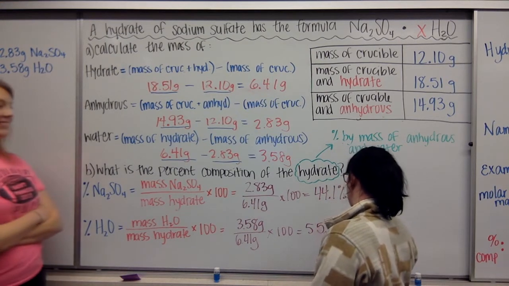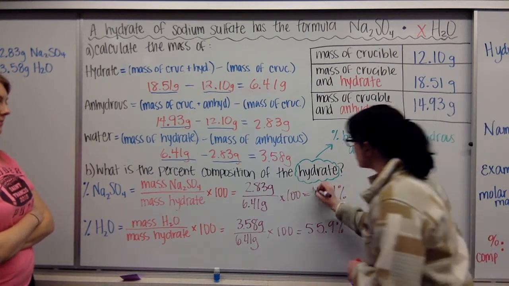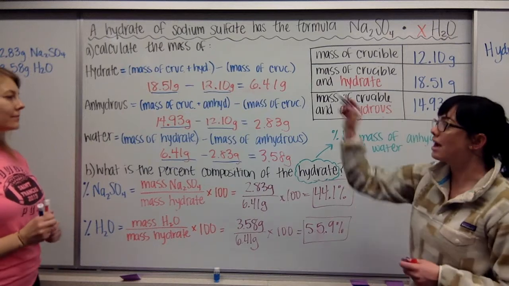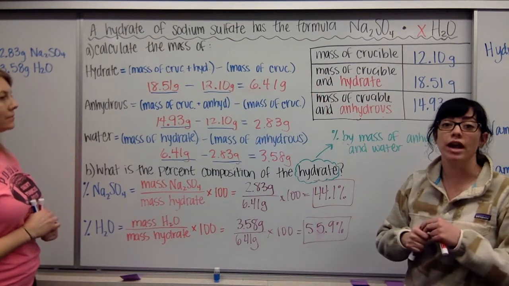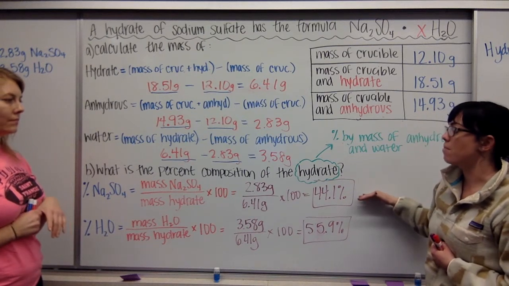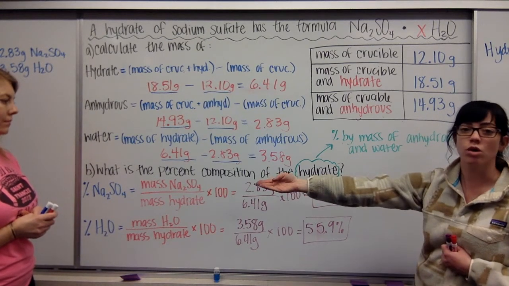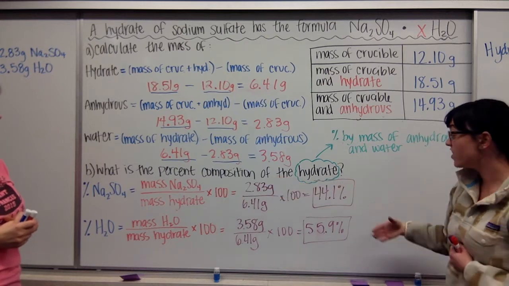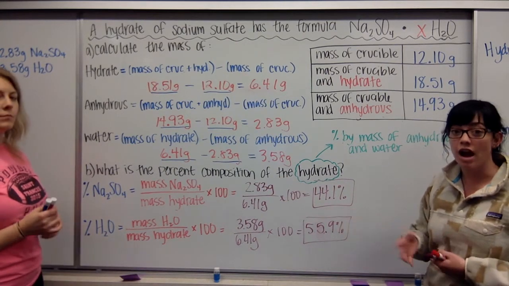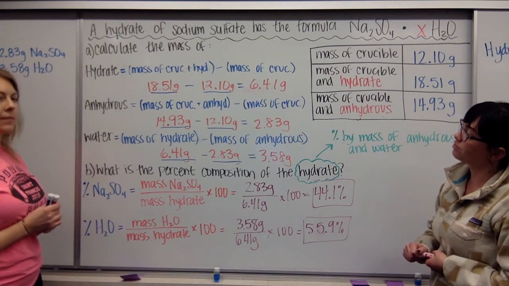55.9%. Now, this tells us that if we look at the mass of our hydrate, that's our anhydrous with water, 44% of that mass is attributed to our sodium sulfate. But 55.9% of that mass is attributed to water. So a lot of our hydrate is water.